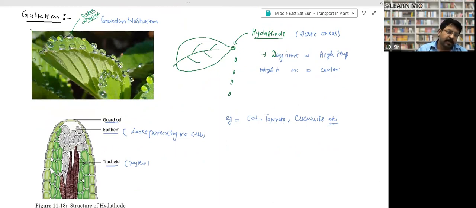This is the diagram of a hydathode. The outer side of the hydathode is guarded by guard cells. There are some loose cells called epithem. This question has been asked. There are some loose cells at the end of the hydathode. These are called epithem. Epithem are basically loose parenchymatous cells, and these are the xylem tracheids which supply the water. Is that clear or not? Guttation.